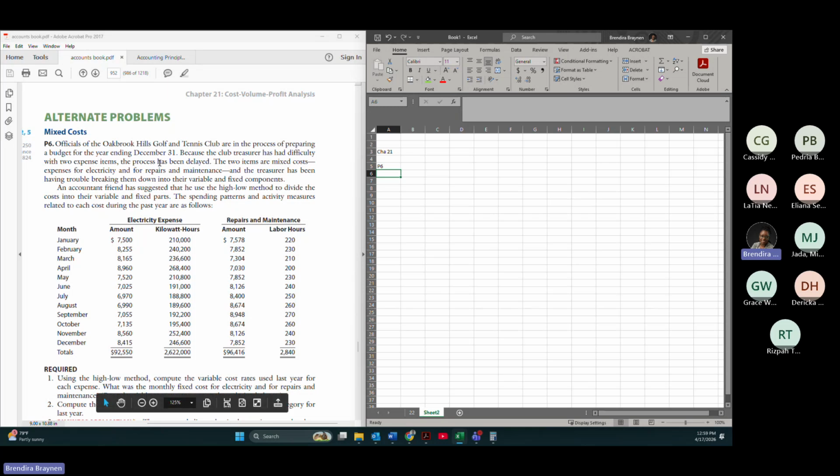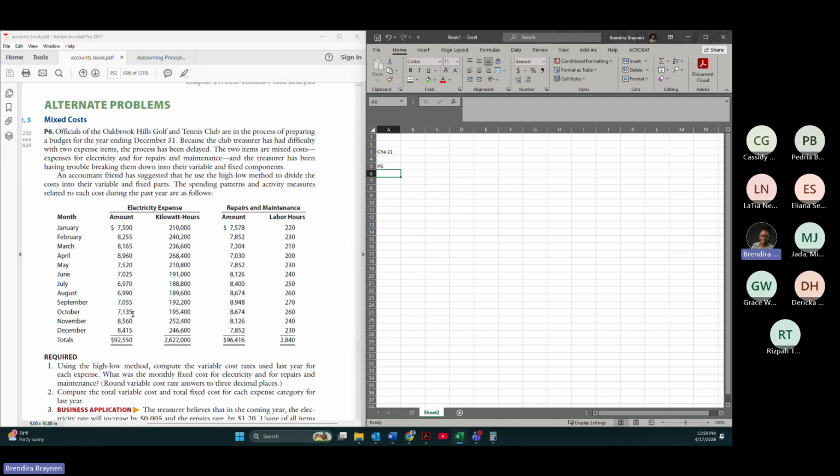Okay, so officials of the Oak Brook Hills Golf and Tennis Club are in the process of preparing a budget for the year ended December 31st. They have difficulty with two expenses. The two items are mixed: electricity and repairs and maintenance. The treasurer has been having trouble breaking them down into fixed and variable. And so we have to use the high-low method to compute the variable cost rates used last year for each expense. What is the monthly fixed cost for electricity and for repairs and maintenance?